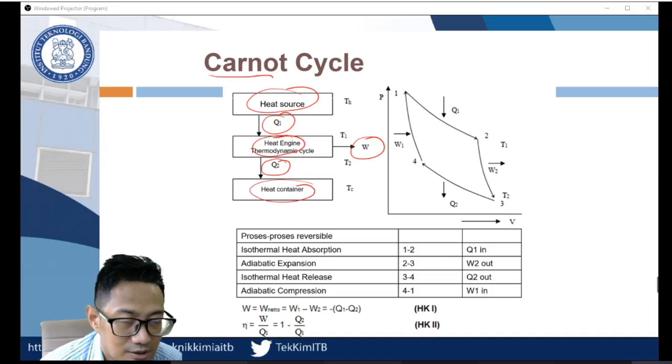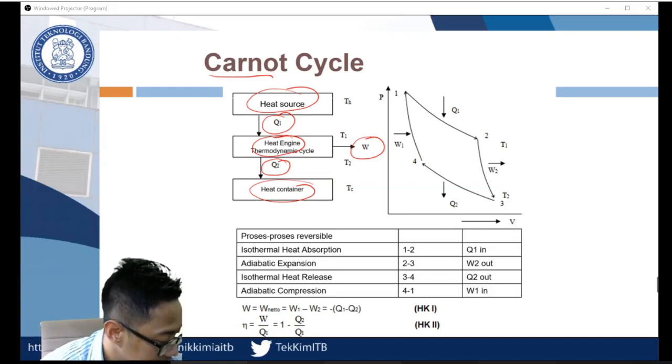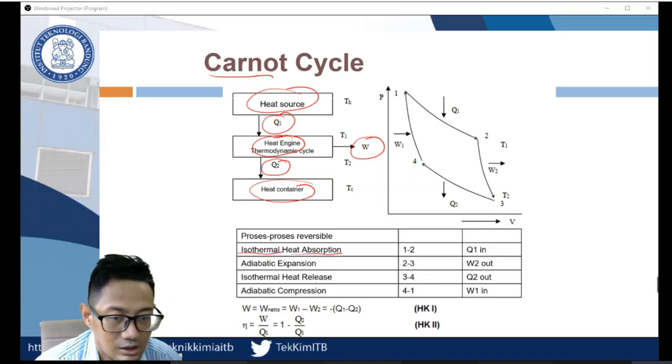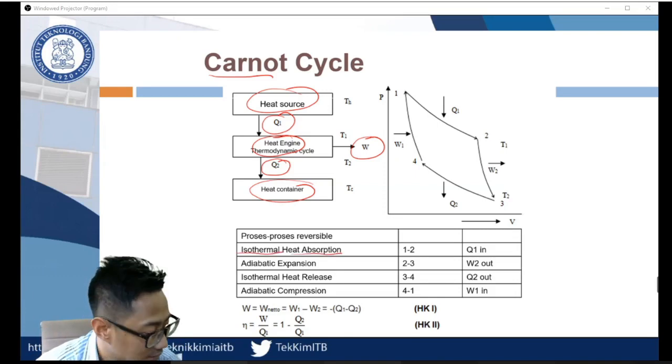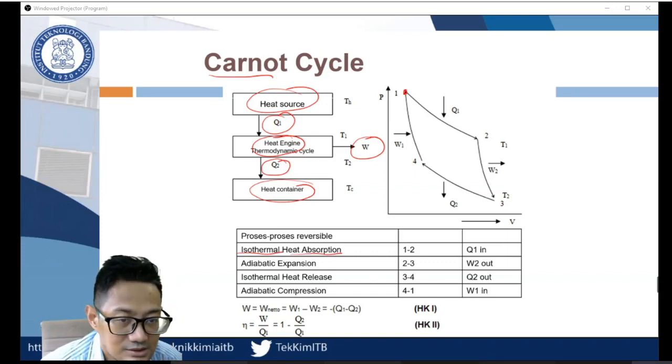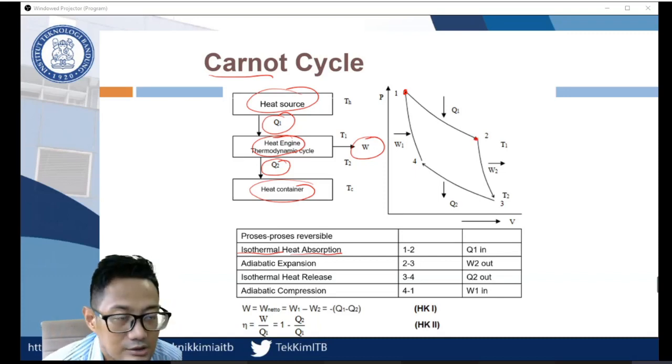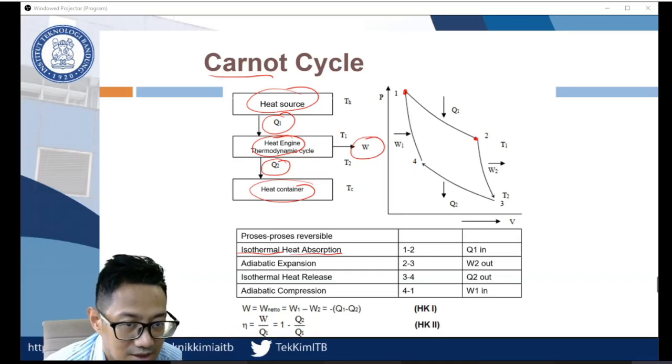There will be several thermodynamic cycles. The ideal one is Carnot cycle. What is the ideal case of Carnot cycle? Let's check one by one. The first one is isothermal heat absorption, from the first state to the second state, following isothermal pathway, that we already discussed on the previous class.